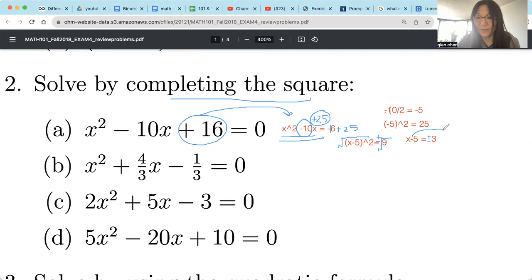Now we move negative 5 to the other side, it becomes positive. So x equals 5 plus 3, which gives us 8, or 5 minus 3, which gives us 2. So I have two rational solutions, 8 and 2.